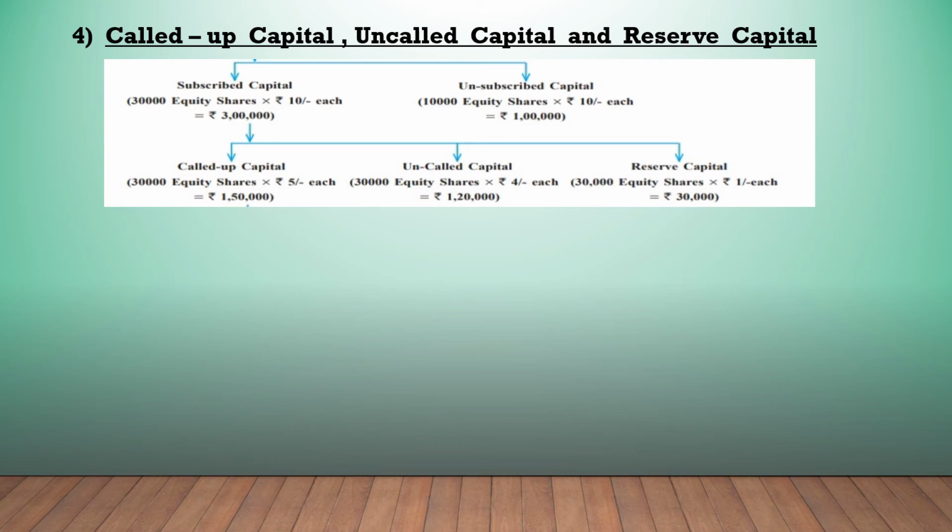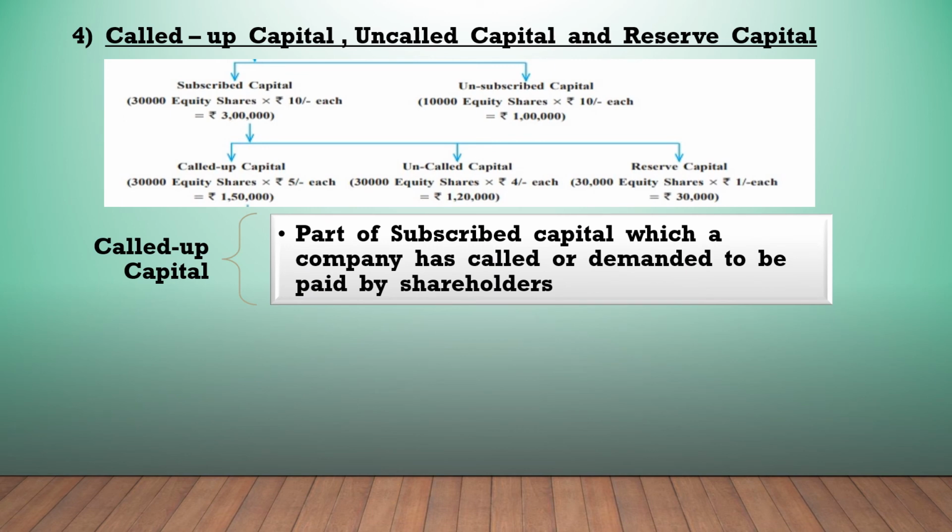Hence, it can be seen that the company has called up only rupees 5 per share on its 30,000 equity shares, thus making the called up capital amount as rupees 1,50,000. Thus, it can be said that called up capital is that part of subscribed capital which a company has called or demanded to be paid by the shareholders.